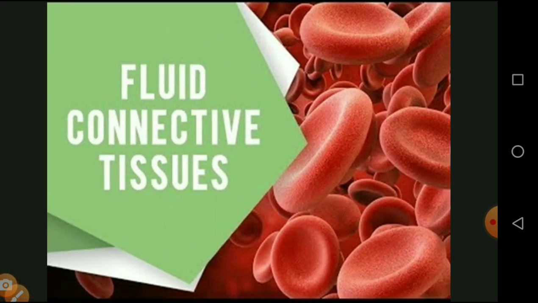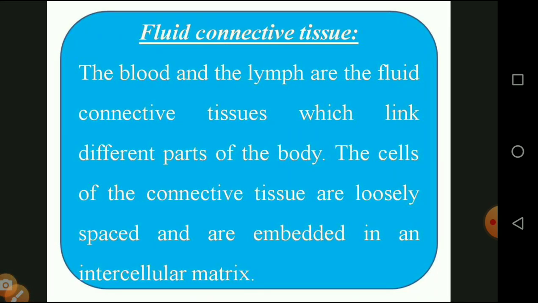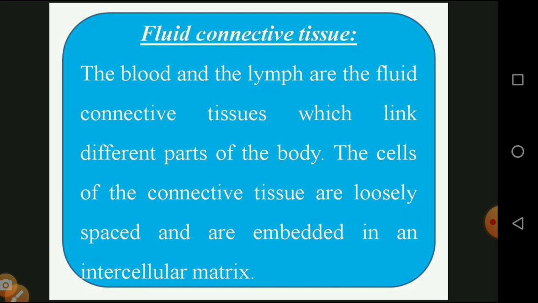And next, we can move on to the fluid connective tissue. The fluid connective tissues are blood and lymph, which link different parts of the body. The cells of the connective tissue are loosely spaced and embedded in an intercellular matrix. So within this cell and the body, the fluid substances are roaming around our whole body. It is a continuous movement which takes place every day of our life.